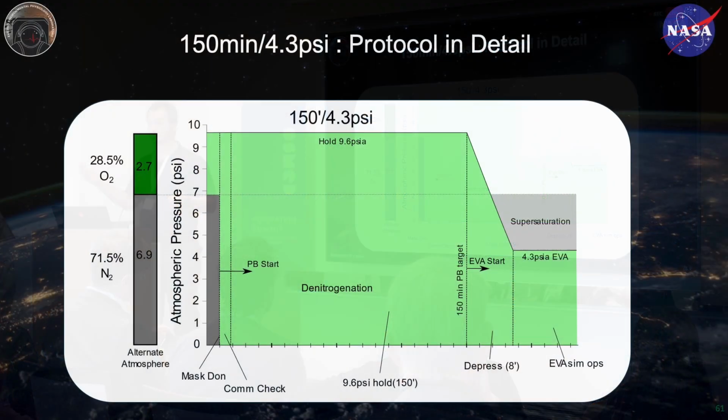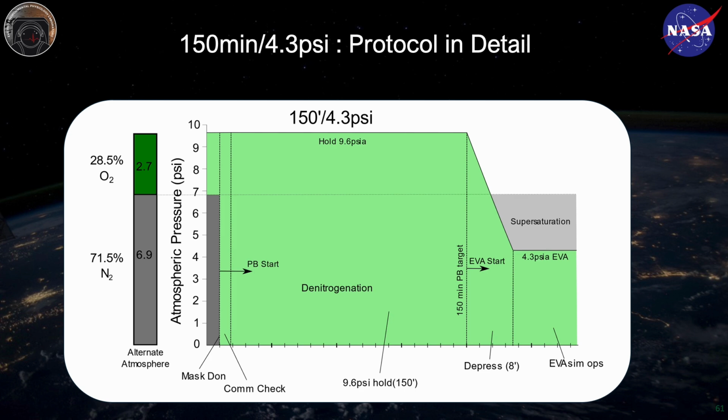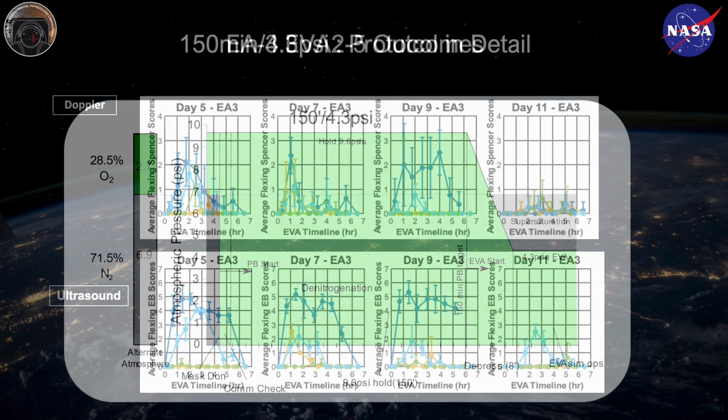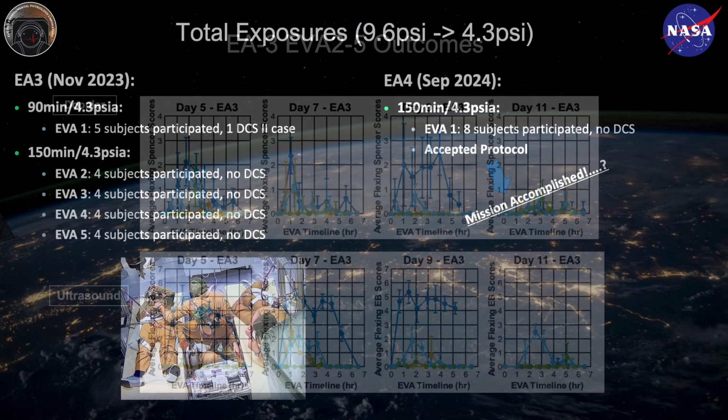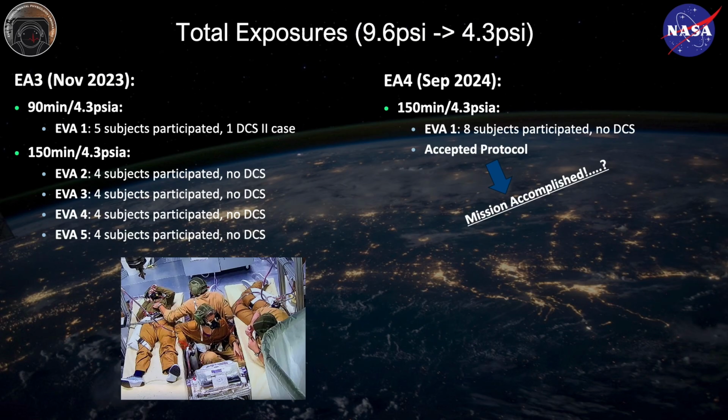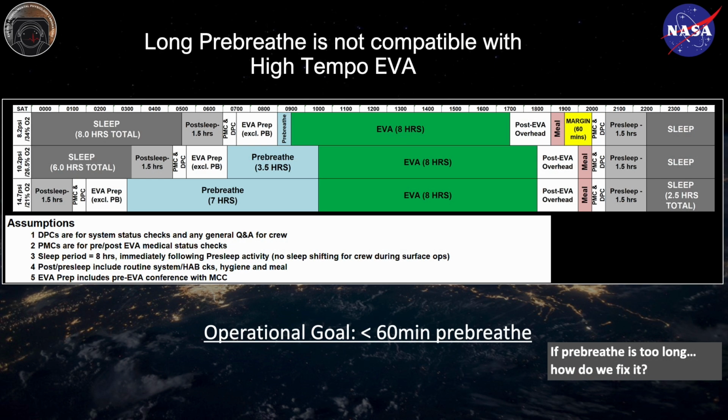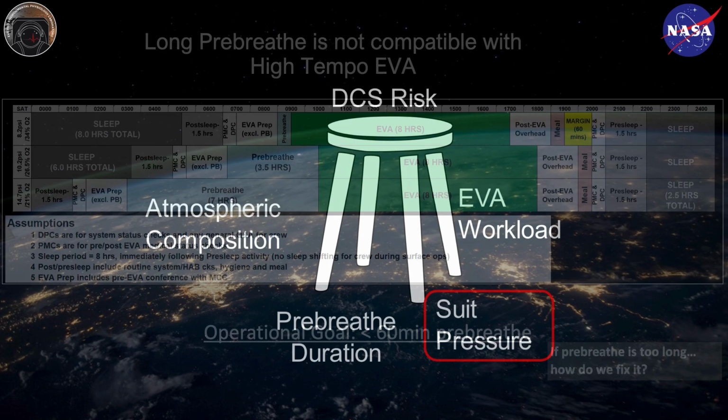So then we went to 150 minutes, 2.5 hours of pre-breath. Again, that's not great in terms of overhead. So we did that study. We saw a bunch of bubbles. We didn't see any decompression sickness. So we basically fixed our problem, right? We said, OK, if we're going to go to 28.5% oxygen instead of 34% oxygen, we'll just do 2.5 hours of pre-breath and we're done. Mission accomplished? Well, no, because 2.5 hours, still too long with our timeline.